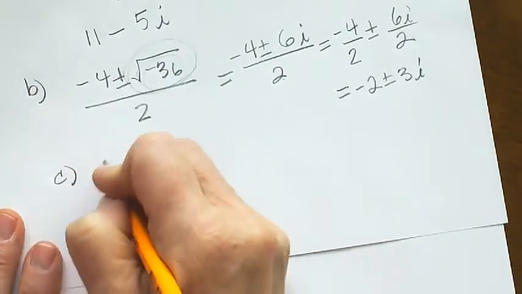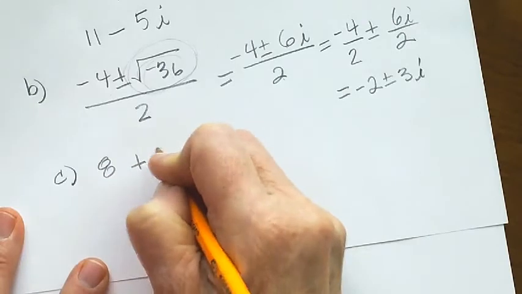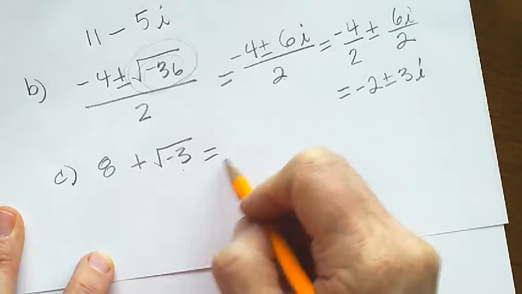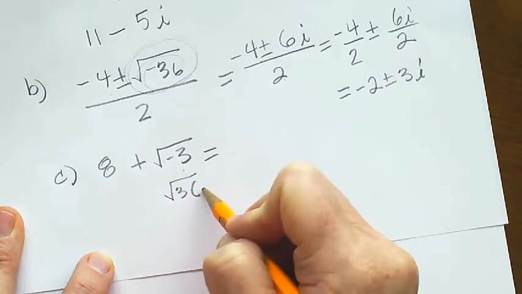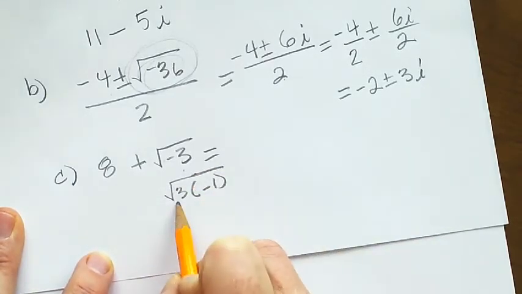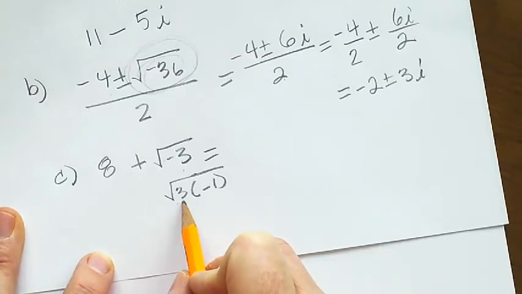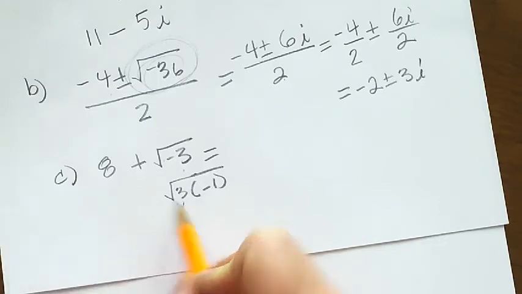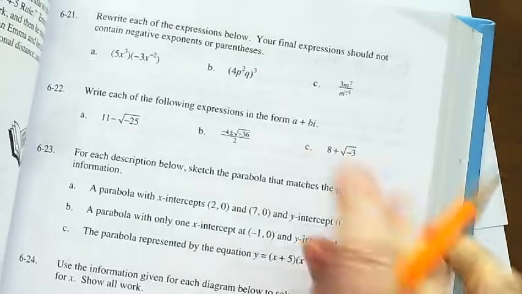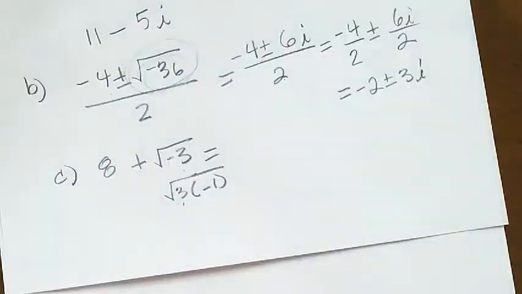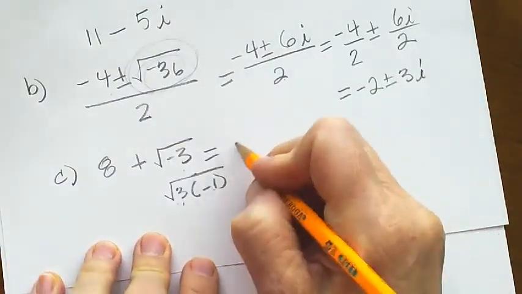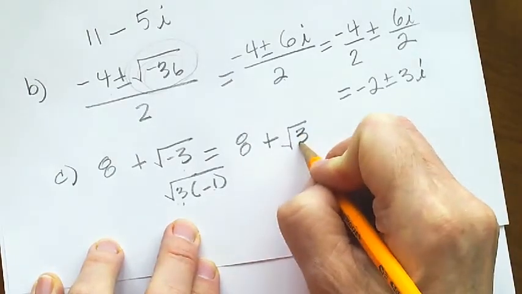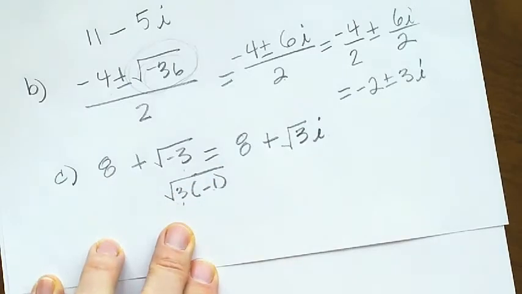Okay, and then part C says 8 plus the square root of negative 3. So the square root of negative 3 would be the square root of 3 times negative 1, and the square root of 3 is an irrational number, so we're not going to write the decimal, we're going to write it in exact form. It says to write these in the form a plus bi, so exact form would be 8 plus the square root of 3 times i.